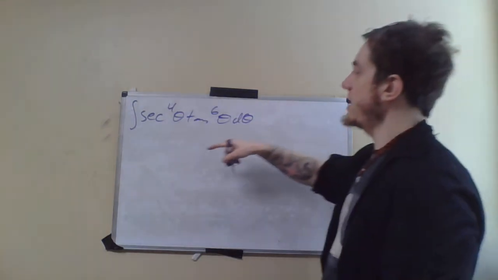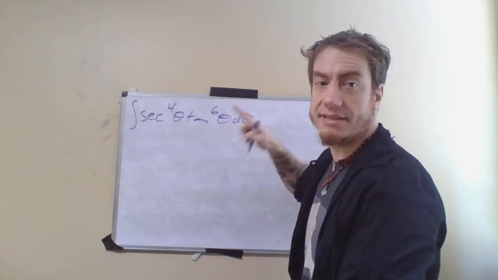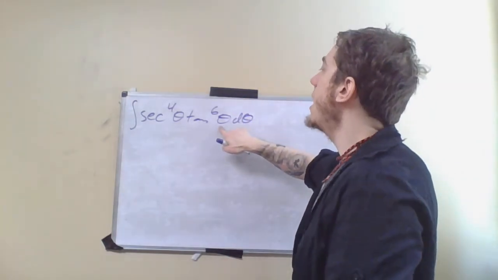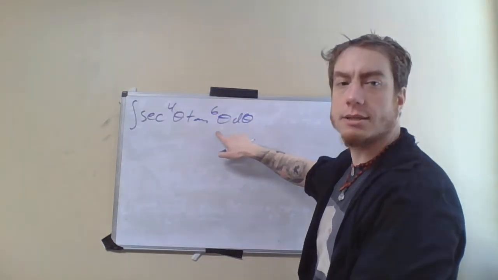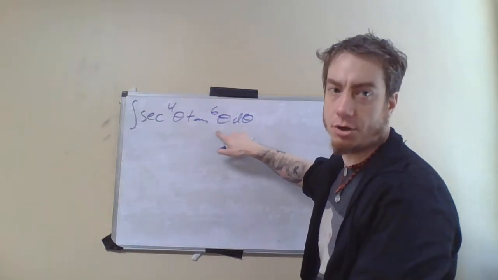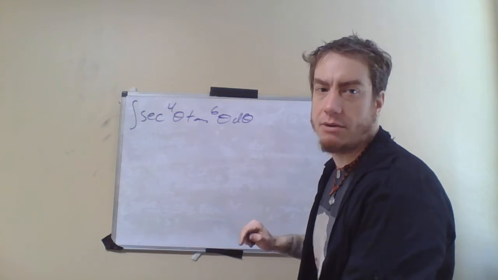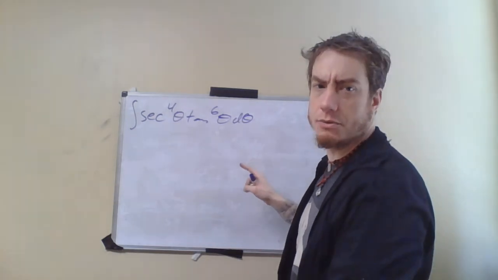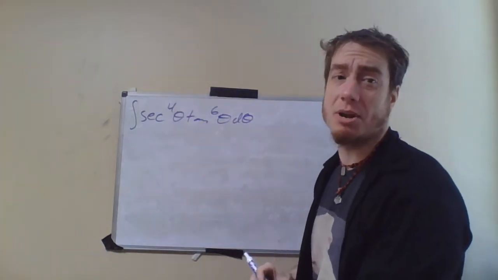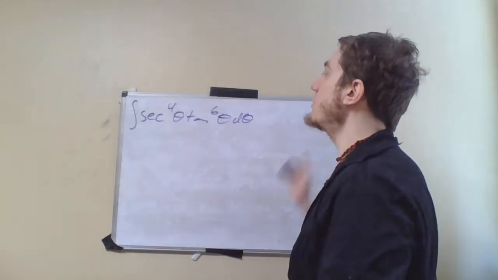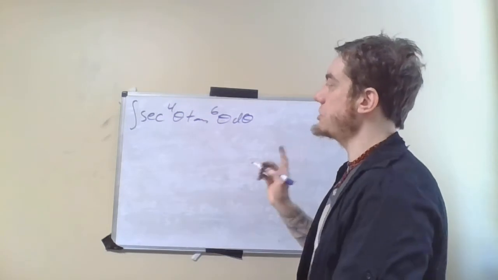The reason is because if I were to try to peel off a secant theta times tangent theta, I would be left with an odd power of tangent. And I cannot express an odd power of tangent in terms of secants, at least not without involving square roots. And I don't want to do that. That would not really help me, honestly. In fact, that would really screw things up pretty badly. So we don't want to do that. But here is what we can do instead.